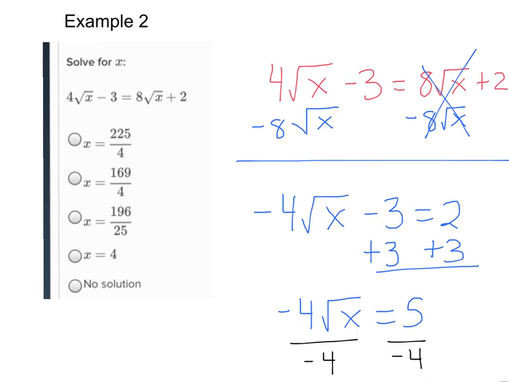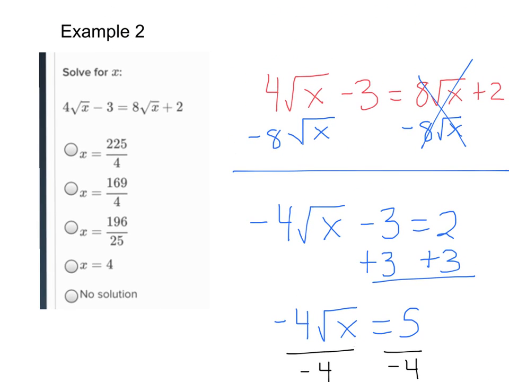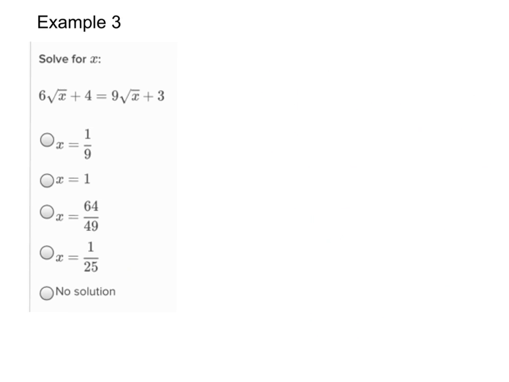Let's go see if that's a choice. I do not see it here, or here, or here, or here. So the answer on this one is no solution. And I already worked it on Khan Academy, and I got it right.